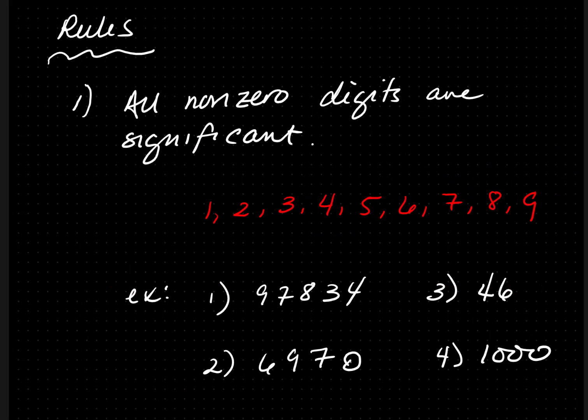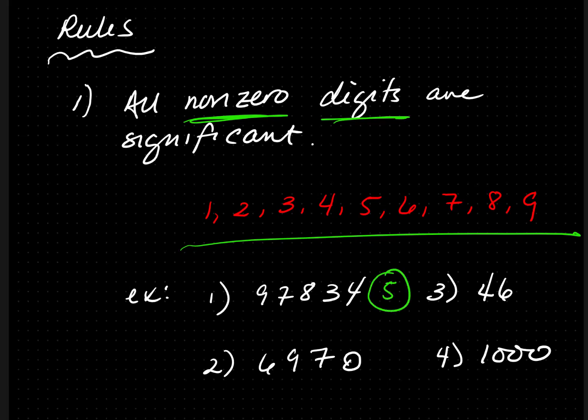There are 5 rules for significant digits. The first rule states, all non-zero digits are significant. A non-zero digit is 1, 2, 3, 4, 5, 6, 7, 8, 9. So if I look at the first example, there is no zero present. Therefore, there are 5 significant digits. Every single digit here is significant.